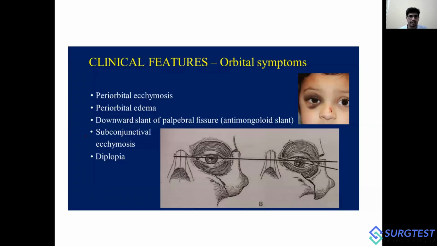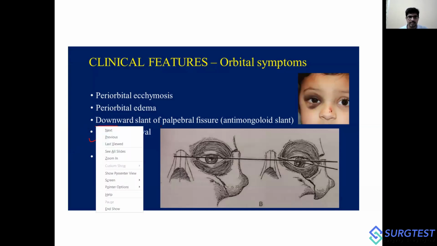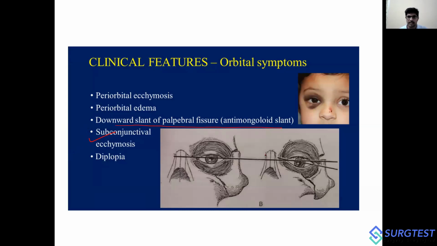And coming to the ophthalmic features, we saw the subconjunctival ecchymosis. There also the feature which is described is downward slant of the palpebral fissure. In case of a laterally displaced zygoma fracture, the lateral canthal ligament is attached to the Whitnall's tubercle. So there will be a downward slant of the palpebral fissure.